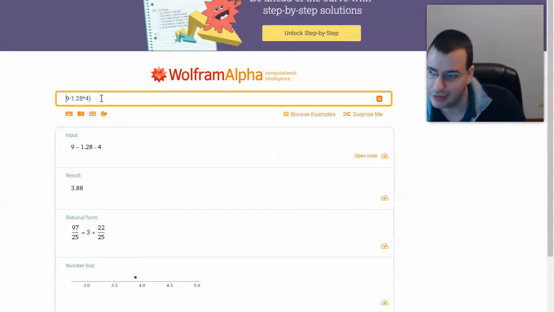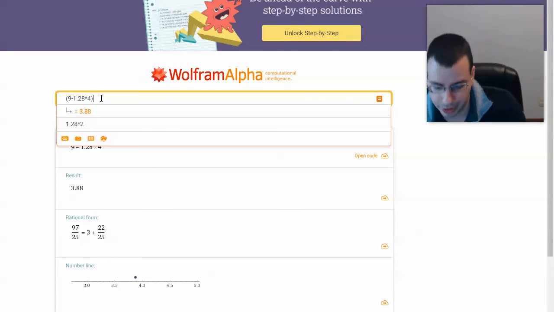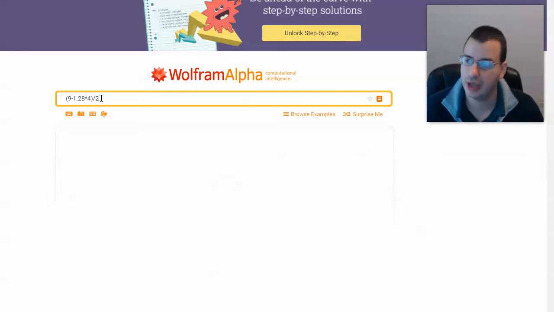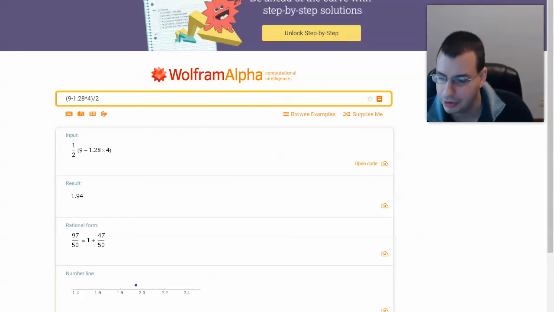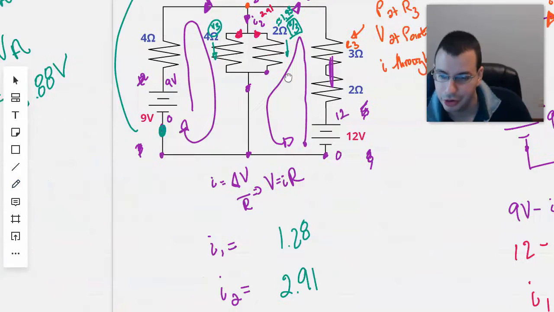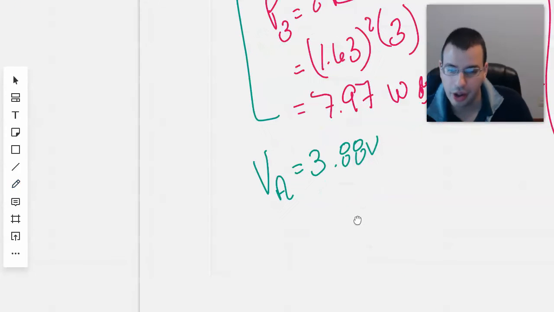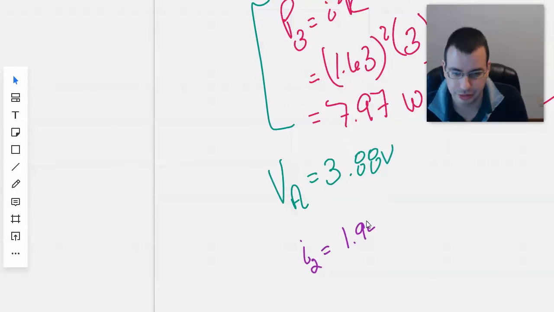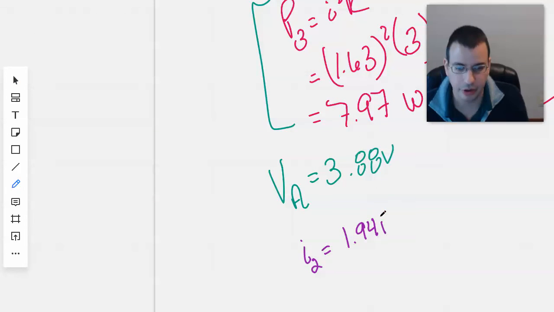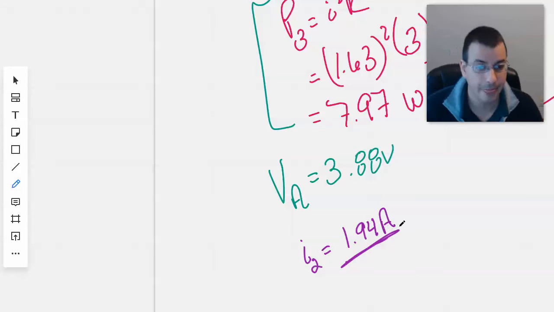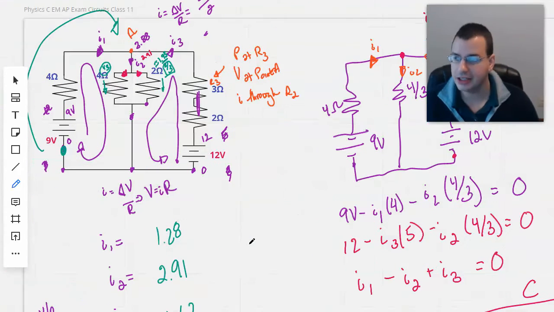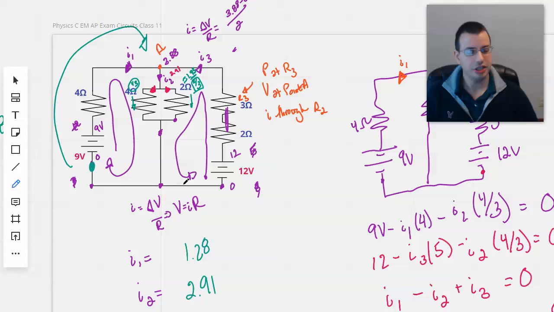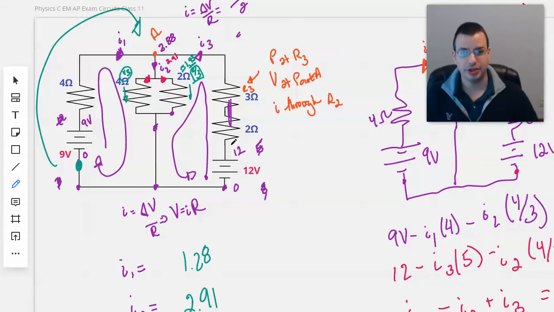I'm just going to leave that up there instead of rewriting 3.88 divided by 2. We have 1.94. So I2 equals 1.94. Not very good at those 4s. Back to pen. 4 amps. Okay. And that is pretty much everything that you would be asked to solve on a problem like this.